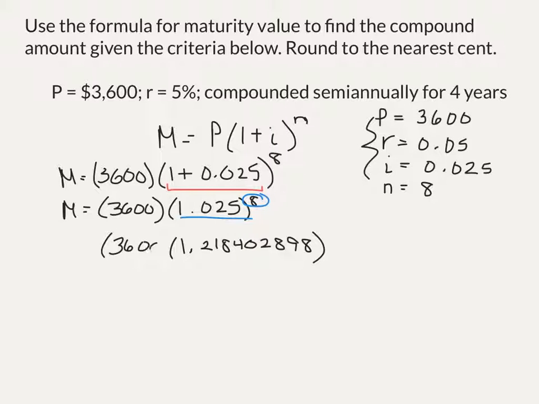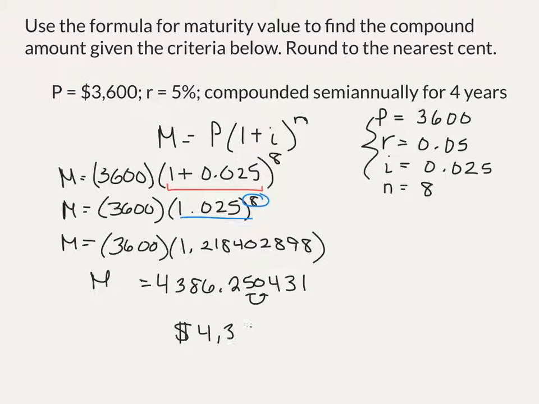And lastly, we're going to multiply that decimal by 3,600. And we get an answer of 4,386.250431. And the maturity value is a monetary value, so we need to round to the nearest cent or 2 decimal places. So if we look at the number next to the 5, that's a 0. Since 0 is less than 5, I keep the 5 as is, and my final answer is $4,386.25.